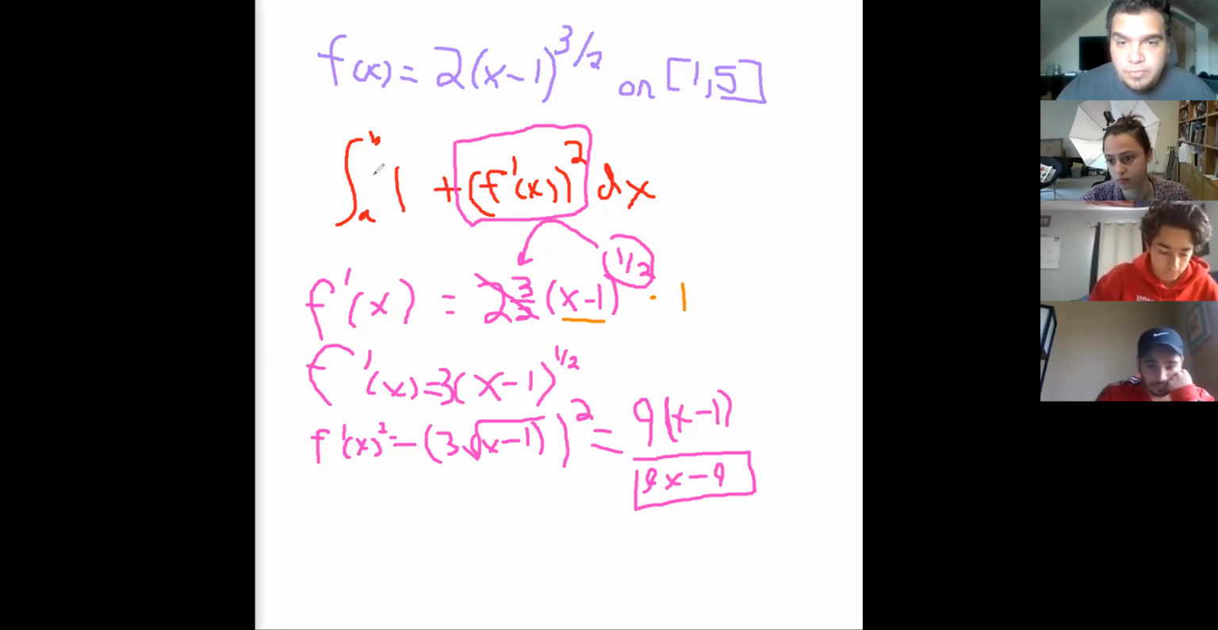And I made a mistake on the original equation. This whole thing's square root. I knew it was too easy. This whole thing should be square rooted. So that'll make our math a little bit more annoying, but not too annoying.